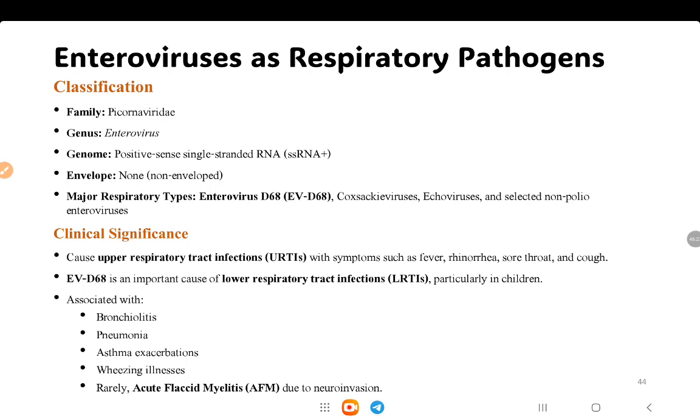Selected non-polio enteroviruses are well known for causing hand, foot, and mouth disease and meningitis in different patients. But some strains, the most important ones, cause upper respiratory infection. Clinically, this virus causes upper respiratory tract infection with symptoms like fever, rhinorrhea, sore throat, and cough.